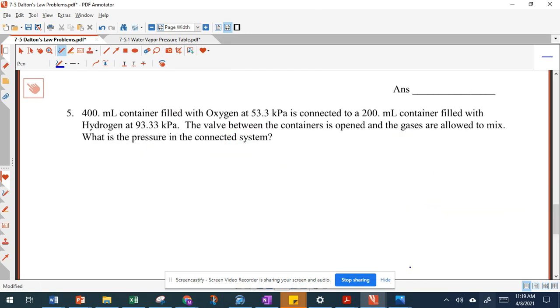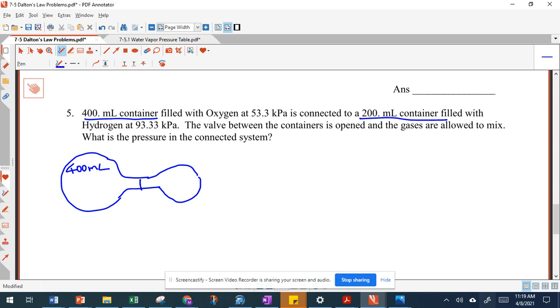Okay, so let's look at one other problem on here. This is slightly different, but what we have here is two containers. We have a 400 milliliter container with oxygen and a 200 milliliter container with hydrogen. So these are separated by a valve. So just imagine we have a large container connected with a valve to a smaller container. So the large container is 400 milliliters. Let me separate it with a valve, with oxygen.